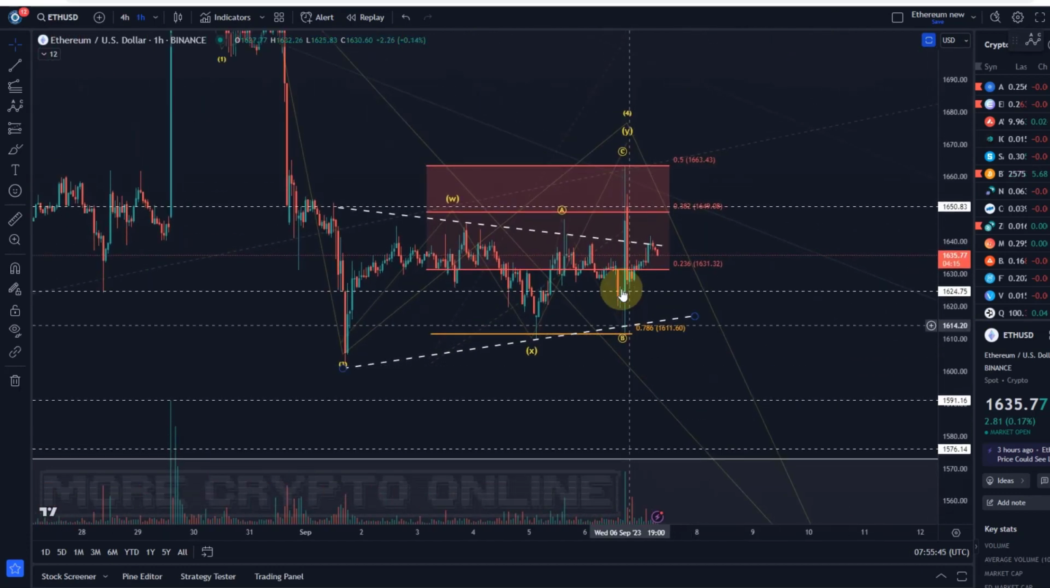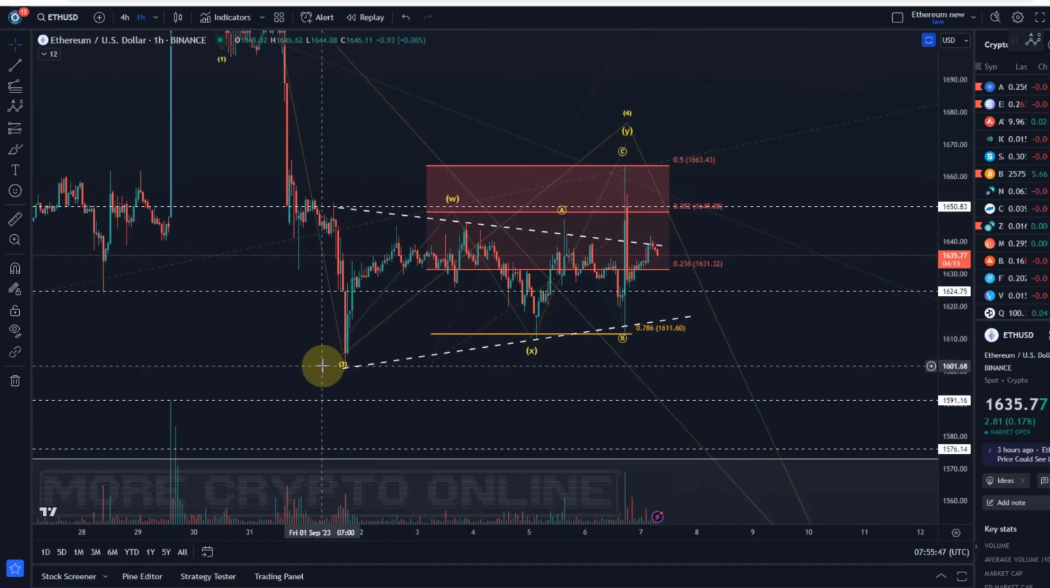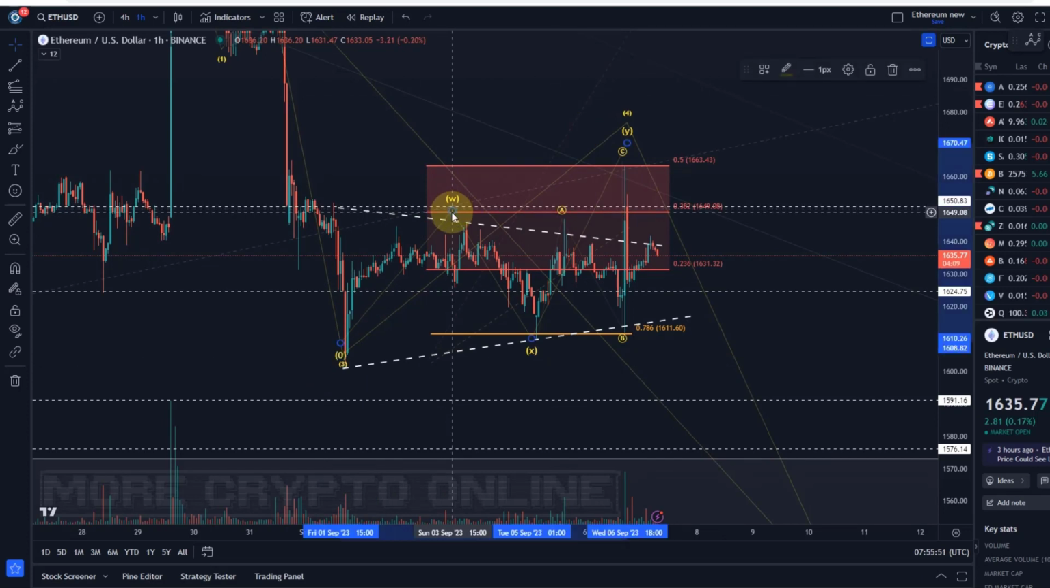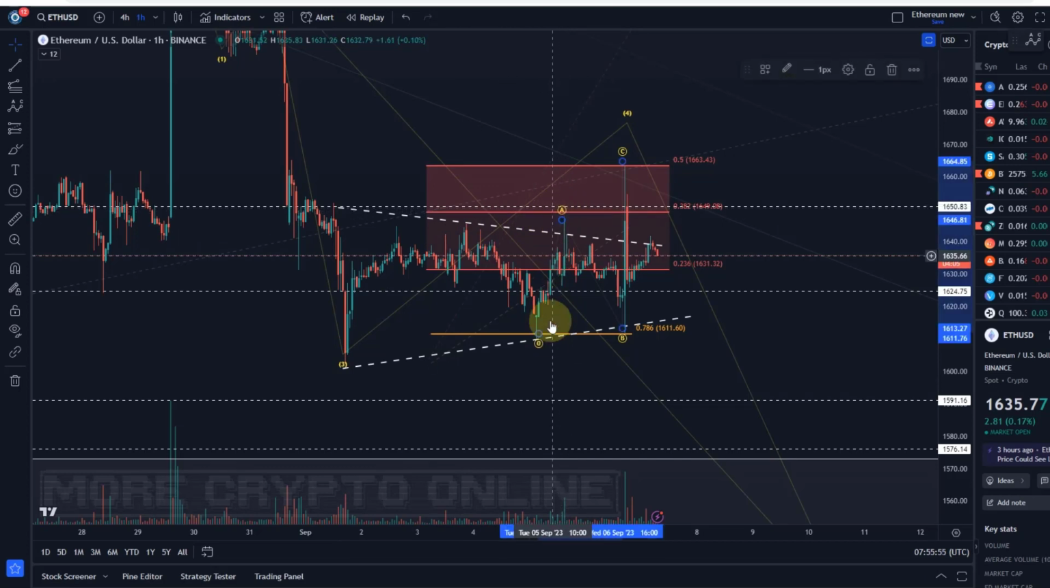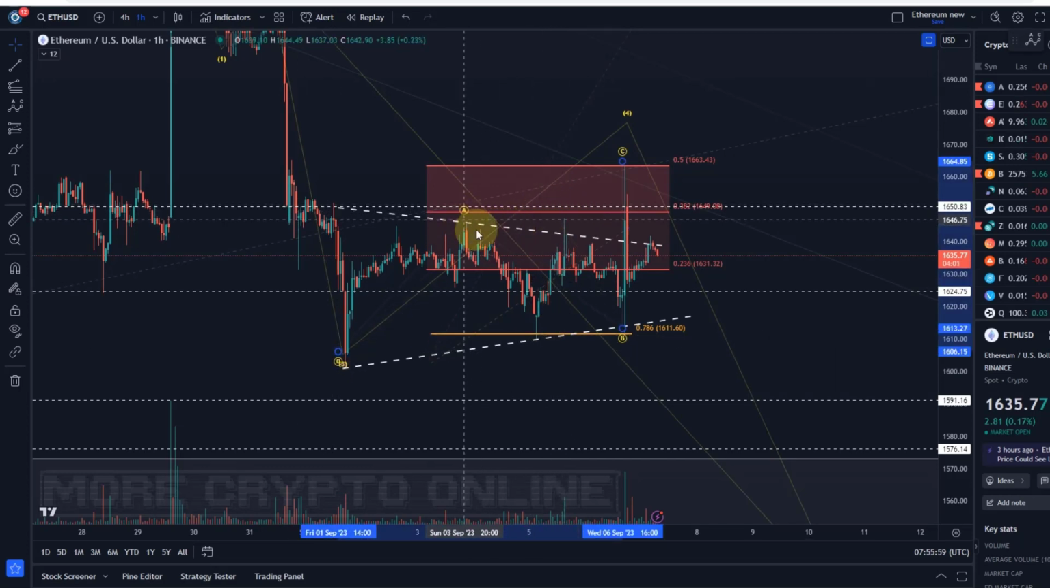Instead, I'm watching this as, well, until yesterday, a WXY. But I think WXY is not suitable anymore. I would rather call this just an ABC now. Does it make a difference? Not really right now, but I want to have it correct on the chart. So this would be an A.